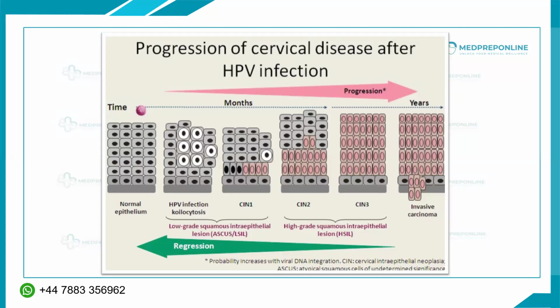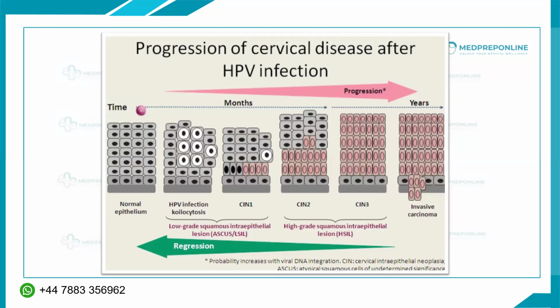In CIN2, almost 2/3, which is 50 to 75% of the epithelium, has undergone atypical changes. And in CIN3, almost the entire epithelium is involved. But here, the basement membrane is not breached in CIN3. So now CIN2 and CIN3 have been grouped together as high-grade squamous intraepithelial lesions.